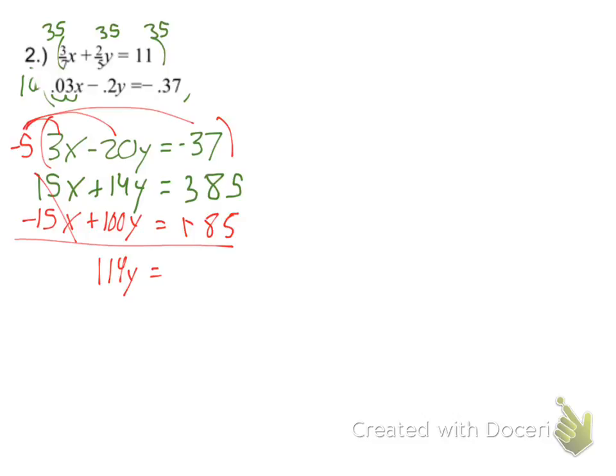114y is equal to 570. That's a 185. I got a little extra line in there. Divide by 114, divide by 114, y is equal to 5? Is it 5? Is it just 5? That would be pretty cool. It's just 5.